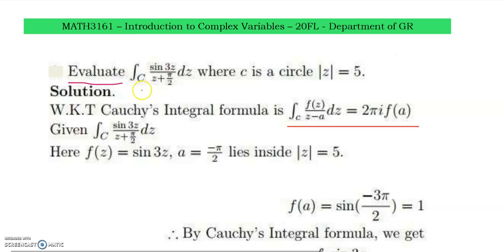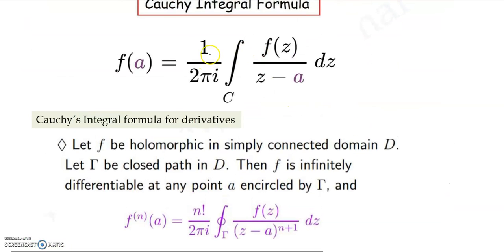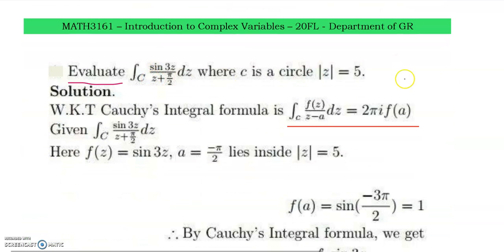Now, evaluate integral over C sin 3z divided by z plus pi over 2 dz, where C is the circle mod z equal to 5. Okay. Now, we know what is Cauchy's integral formula. That is, integral over C f of z by z minus a dz is equal to 2 pi i f of a. Actually, here we have cross multiplied this 2 pi i with f of a. That's why we get f of a multiplied by 2 pi i, which is the required value of the integration asked in the question.